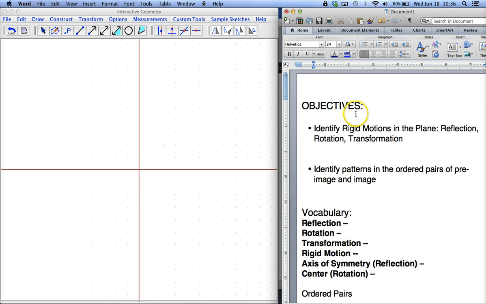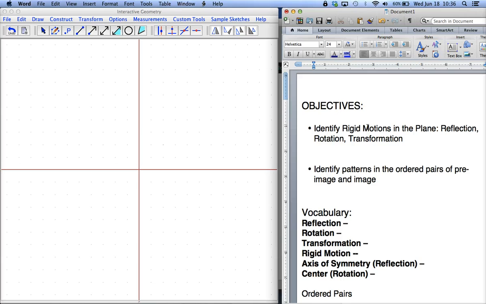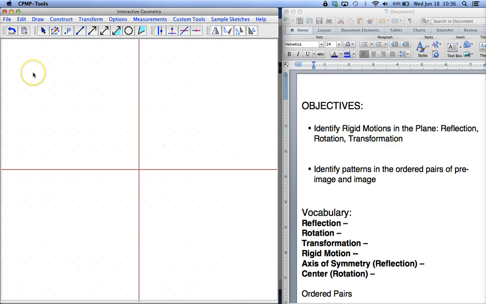So the way I've set up my screen, I have my objectives, and I'm going to put my guided notes on the right-hand side of the page, and I'm using a geometry software. It's freeware, so you can just get it directly offline without paying any money, and it's called CPMP Tools, Core Plus Tools, basically.